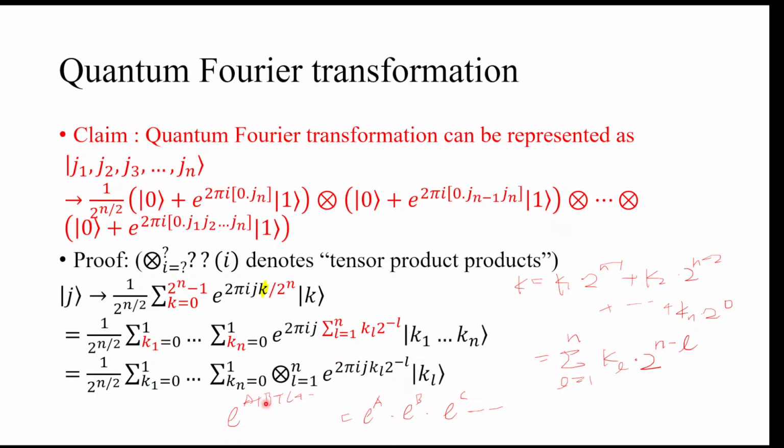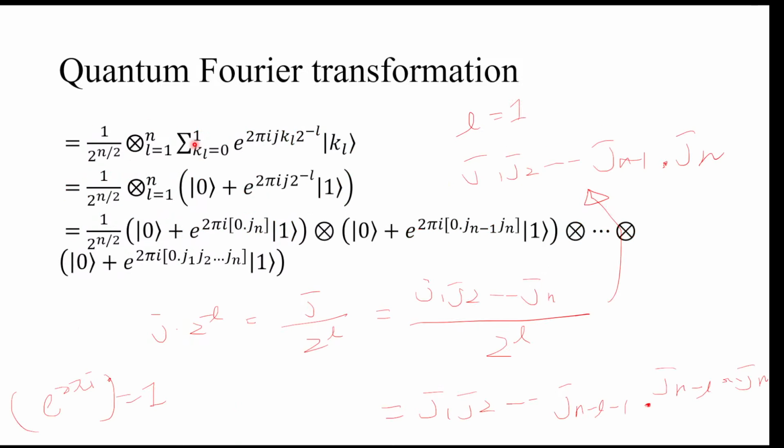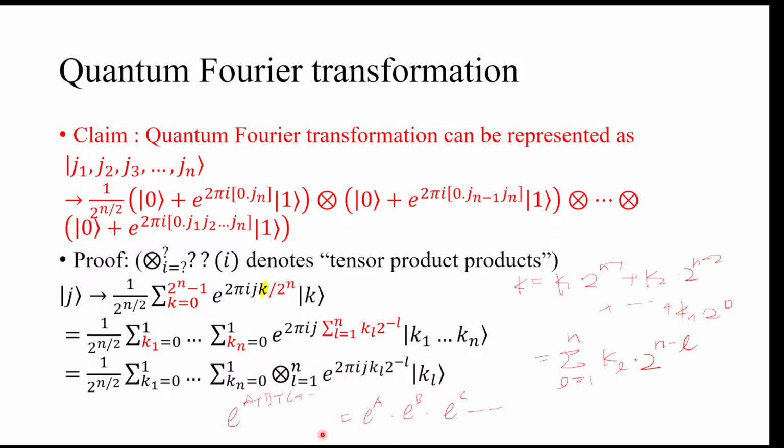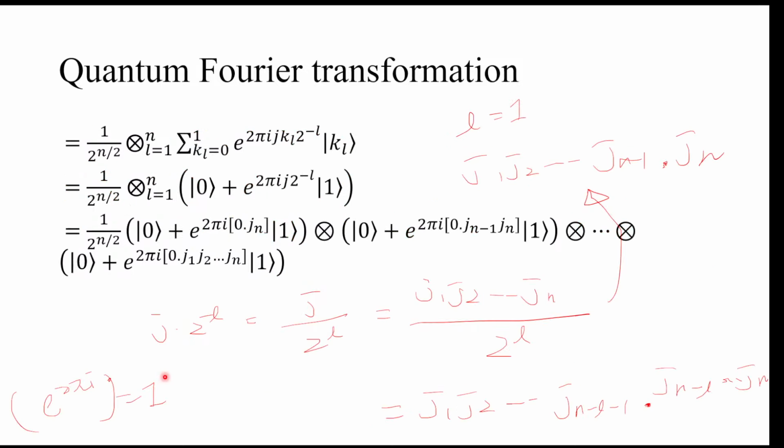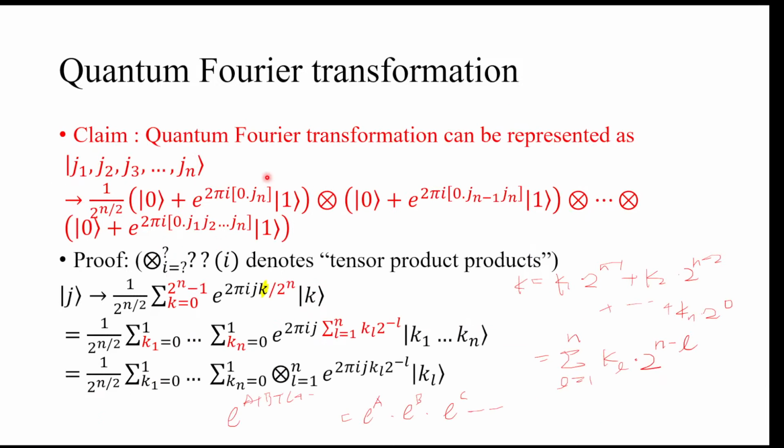From here we can already see this, but we just write it in a more explicit form. We already have the tensor product and the summation; now we put the summation inside the tensor product. So we have a tensor product over l from 1 to n, and we sum each k_l from 0 to 1, because we have each k_l here. Now we write this out, and we immediately see what we get.